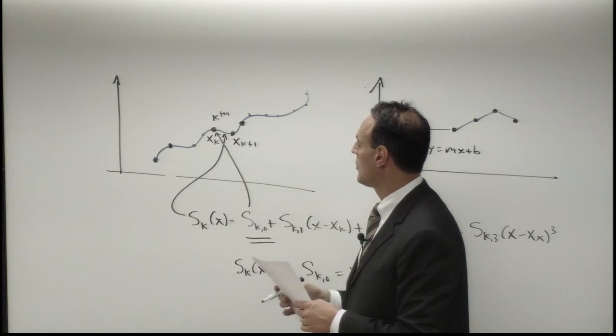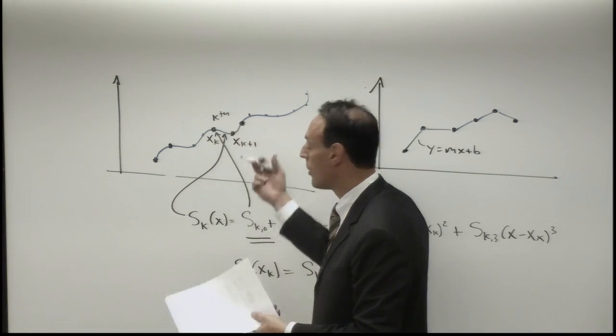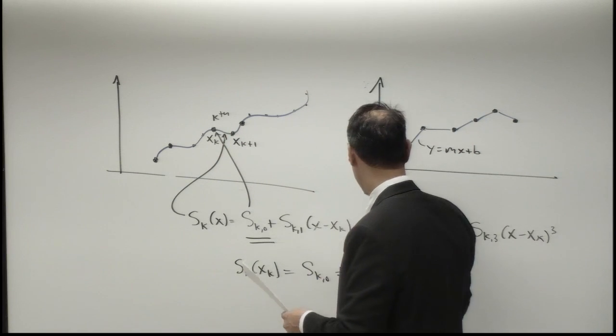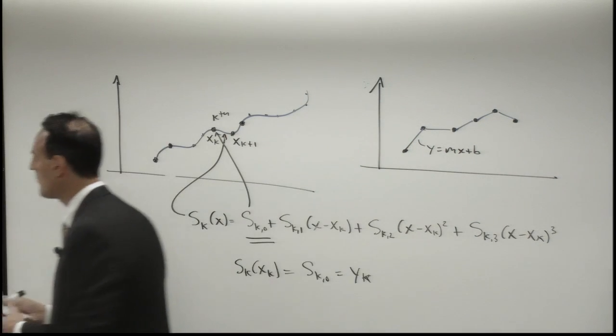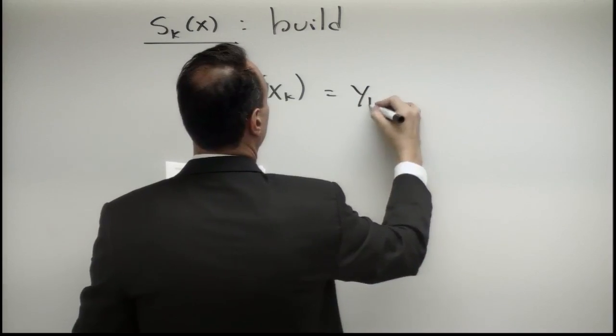Okay? So the question is, how am I going to go solve this, right? I mean, how do I impose some constraints on here to pin down what these things should be? So let's start building this. So first of all, I want s of k, when you evaluate it, at x of k, the left boundary point, to be y of k.